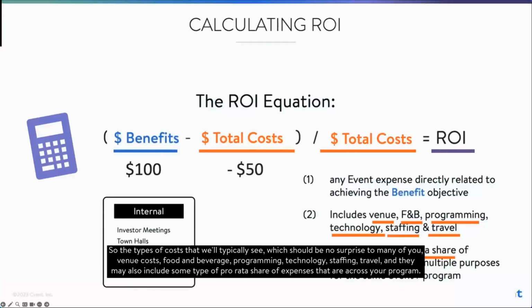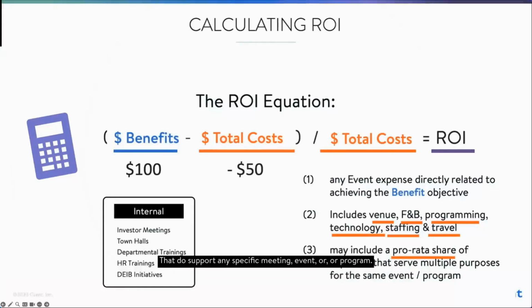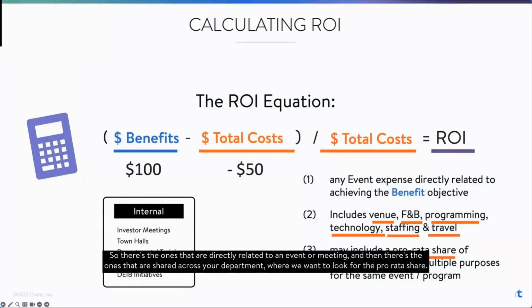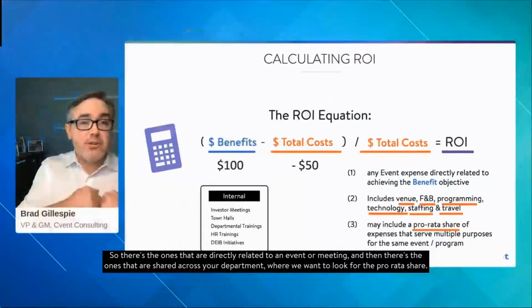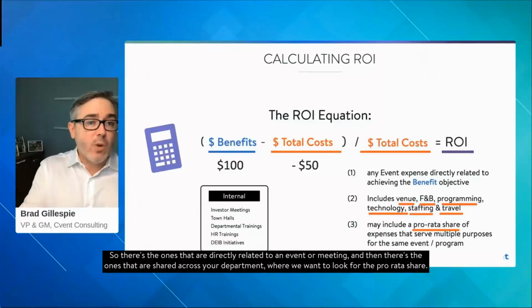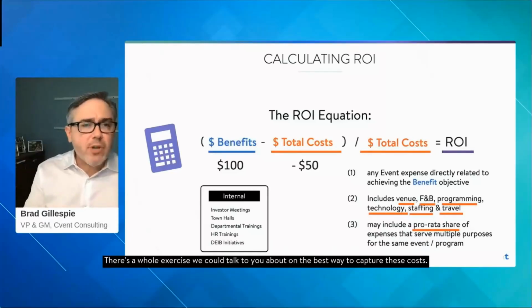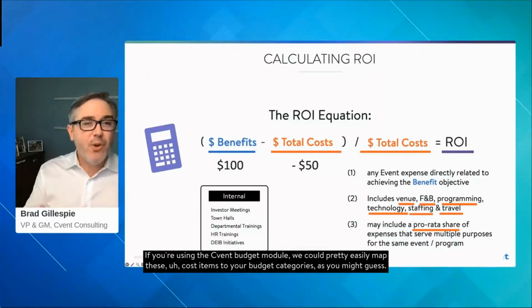And they may also include some type of pro rata share of expenses that are across your program that do support any specific meeting, event, or program. So there's the ones that are directly related to an event or meeting, and then there's the ones that are shared across your department, where we want to look for the pro rata share. There's a whole exercise we could talk to you about on the best way to capture these costs.